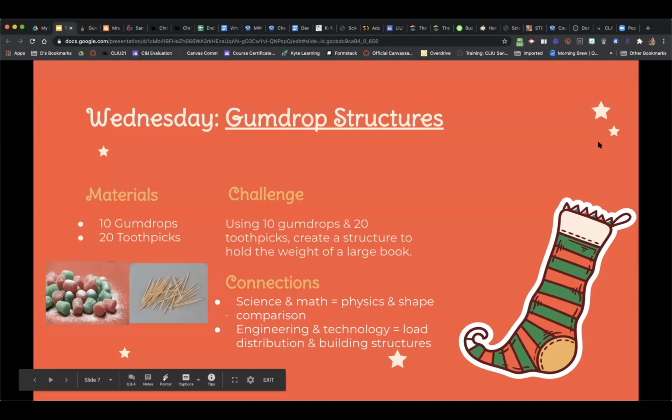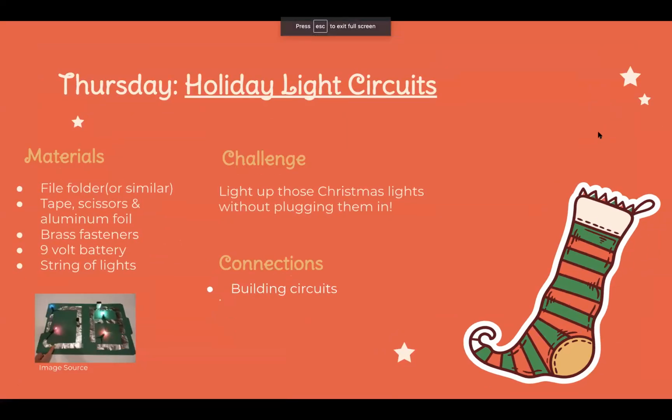So let's move on to the next one. This one is holiday light circuits. This is a fun one. You'll use for your materials a file folder or similar. Sometimes that piece of cardboard on the back of a notepad really works for this. You'll need some tape and scissors and aluminum foil, brass fasteners, a 9-volt battery, and a string of holiday lights. So our challenge here is to light up the Christmas lights without plugging them in. And your students are going to be exploring the building of circuits.